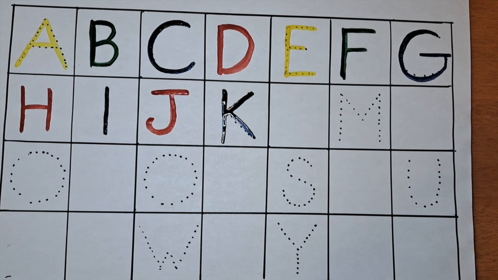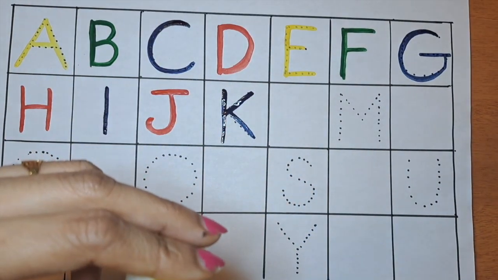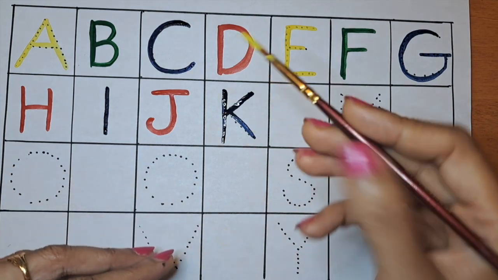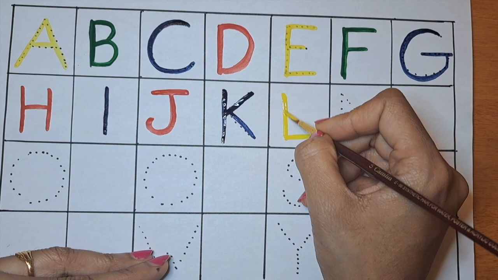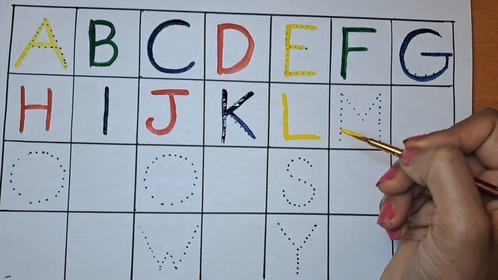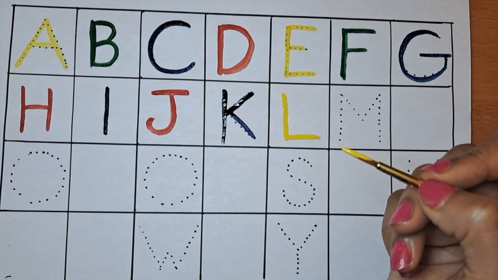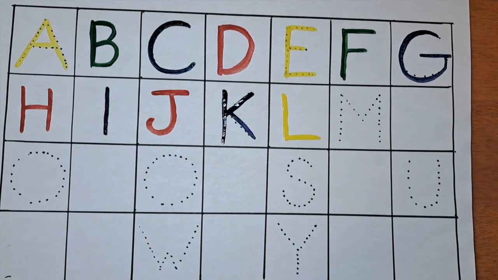What is the next letter? L. Can we color the L with the yellow shade? Let's do it. L. L for lamb. L for lamb.